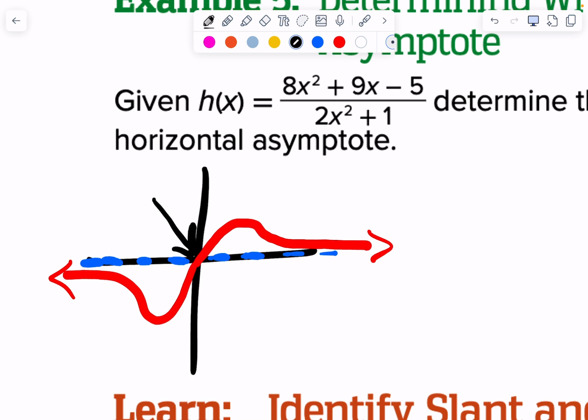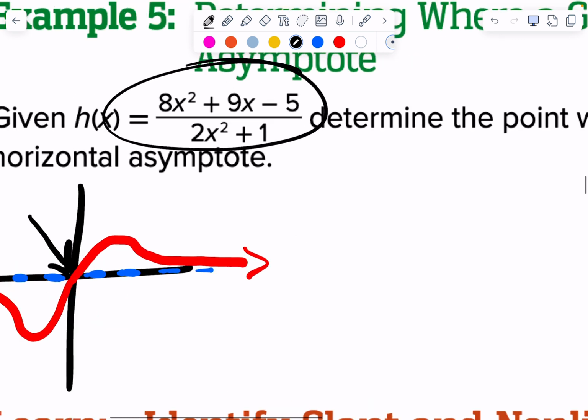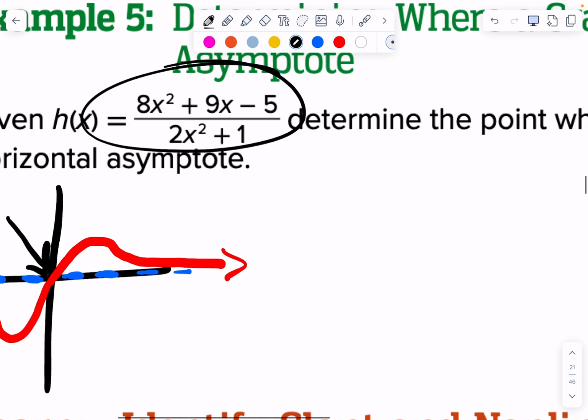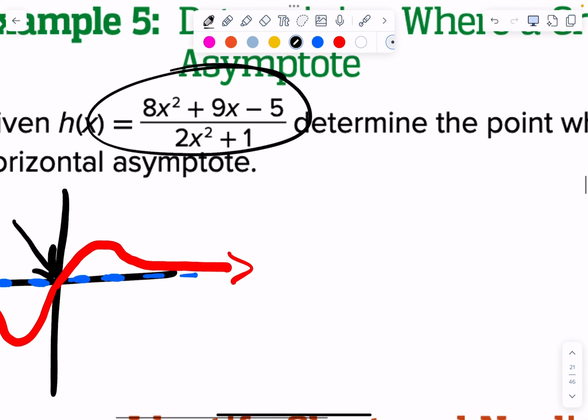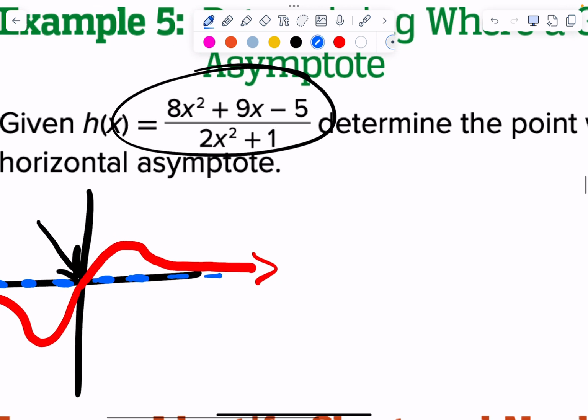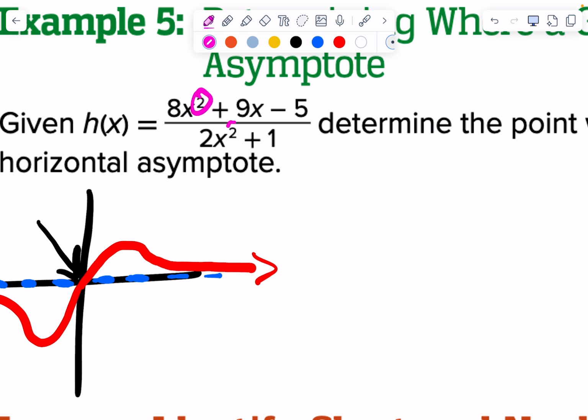So this thing says, here is my function. Determine the point where the graph crosses the horizontal asymptote. Determine where it crosses the horizontal asymptote. So let's figure out where the horizontal asymptote is, right? If I'm looking at this thing, n is 2, m is 2, so 8 over 2, which means y equals 4, right? It's the same equation as what we did before. The horizontal asymptote is at 4.